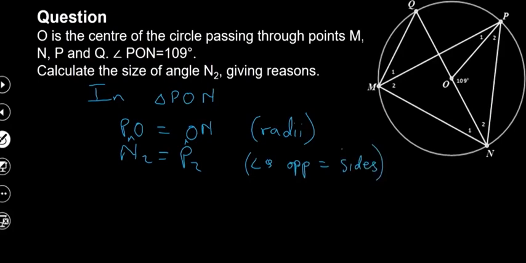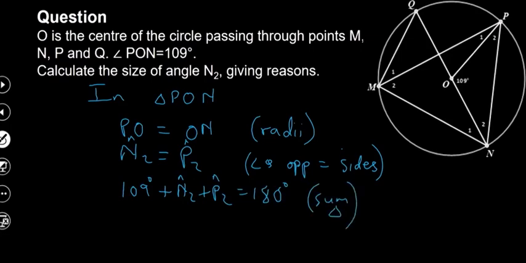And then from there, I can then say that I have 109 degrees plus N2 plus P2 is equal to 180 degrees. The reason for this will be sum of angles in a triangle, right? Therefore, this makes my N2 plus, let me just make it 2 N2 because that's what we are trying to find, because it is equal to P2. I will say 2N2 is equal to 180 minus 109, which will then be 71. And then from there, you divide by 2, it makes my N2 equal to 35.5 degrees, and that will be the angle there.